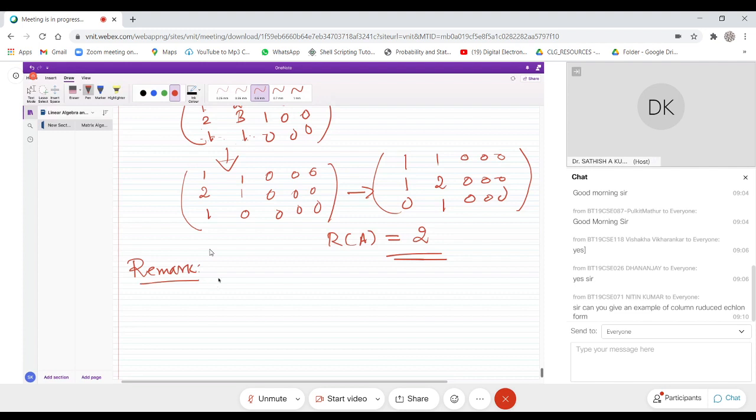You have a system of equations Ax equal to b, and then we have a matrix [A b]. We denote this as an augmented matrix.